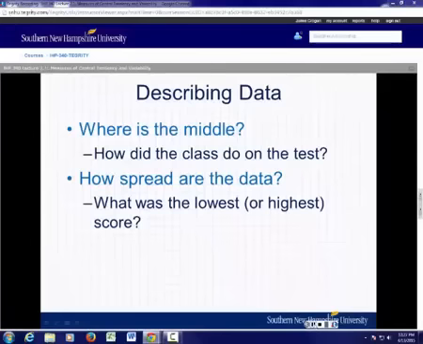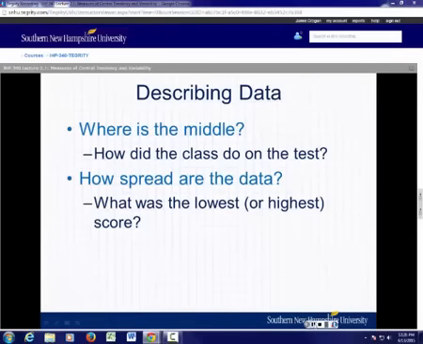For example, when you take an exam, the first question you usually ask your teacher is, how did the class do on the test? To answer that question, the professor would probably give you the average score. Another question you might have is, how spread out are the data? Did people score similarly, or was there a wide spread in the grades? The teacher then might give you the highest or the lowest score to help you with that.